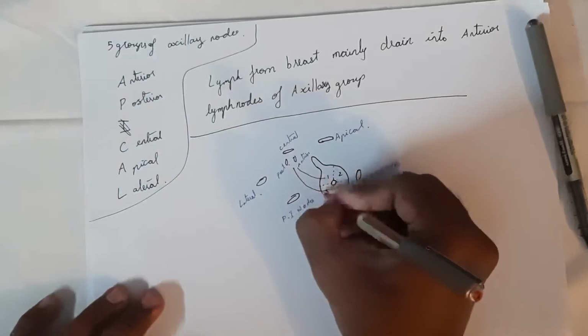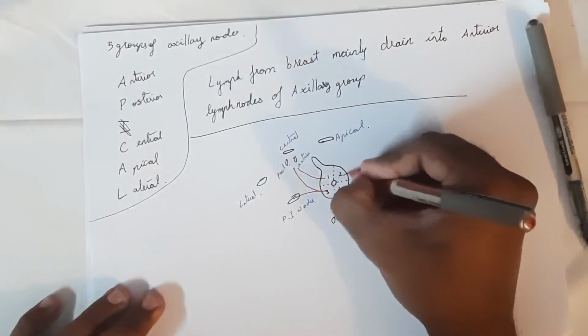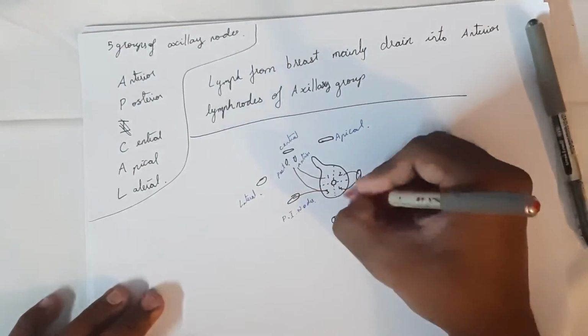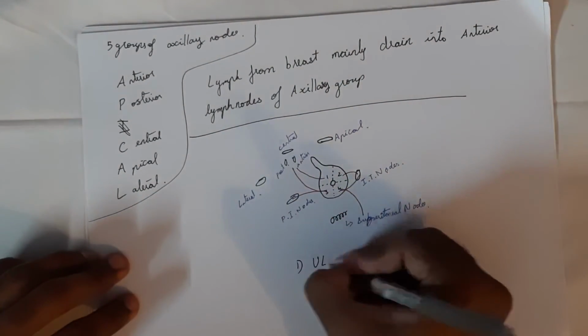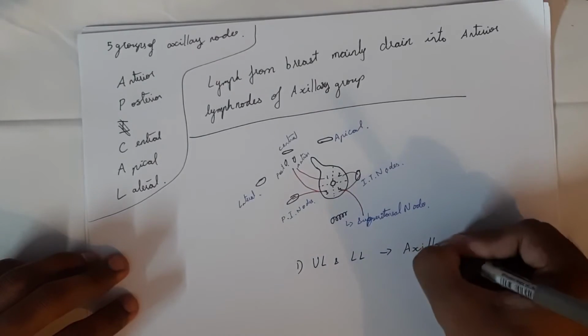The upper lateral and lower lateral will drain into the axillary nodes. The lower lateral will drain into the posterior intercostal nodes, and the upper medial and lower medial will drain into the internal thoracic nodes.